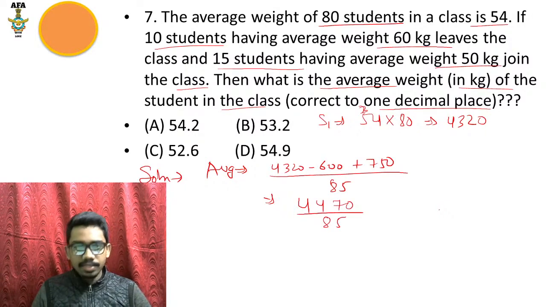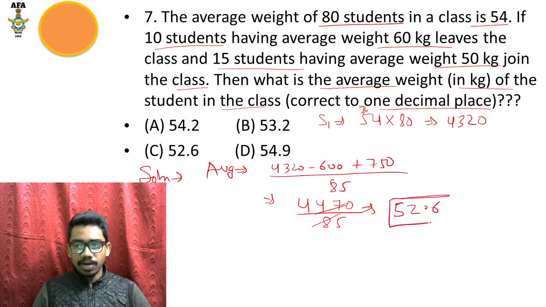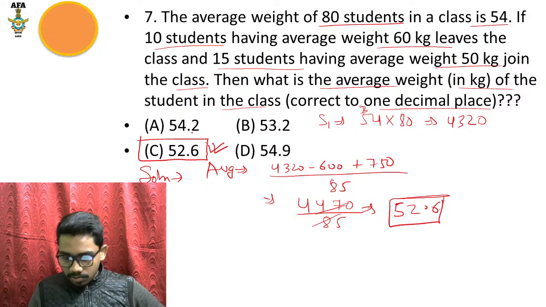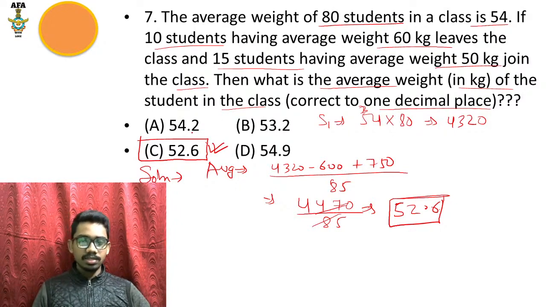We will get answer as 52.6. If you divide the value, you will get answer as 52.6. So the correct answer will be answer option C. Okay guys, just divide the value by yourself and you will get the correct answer. Clear?